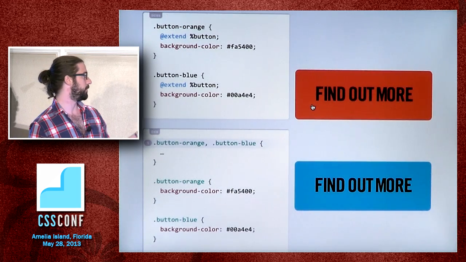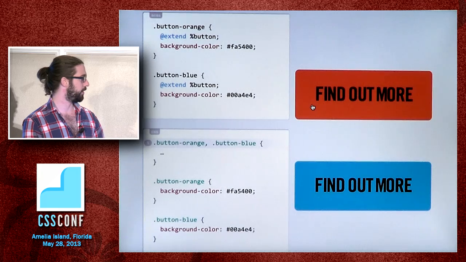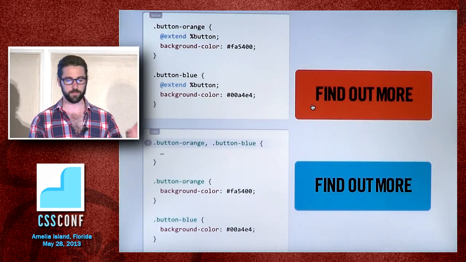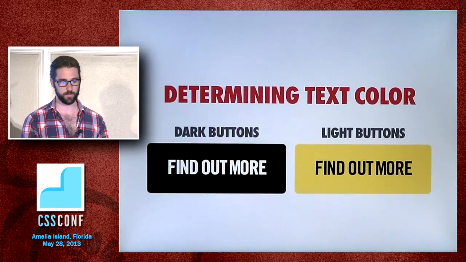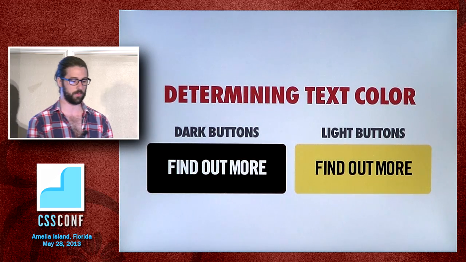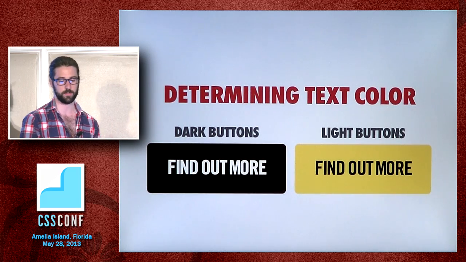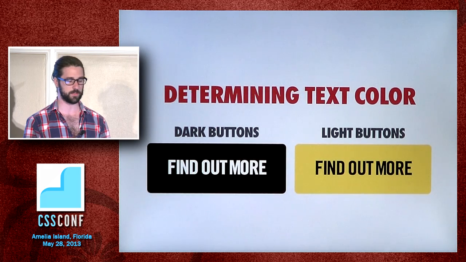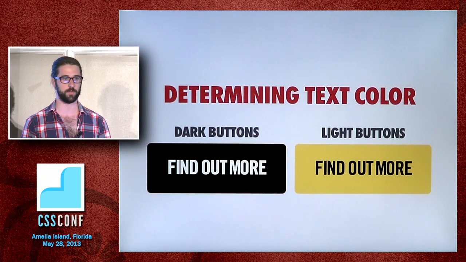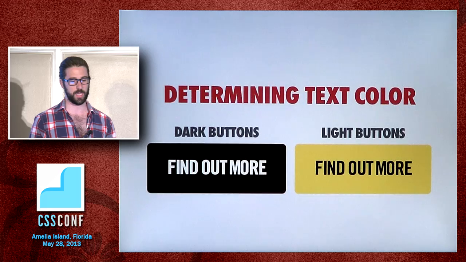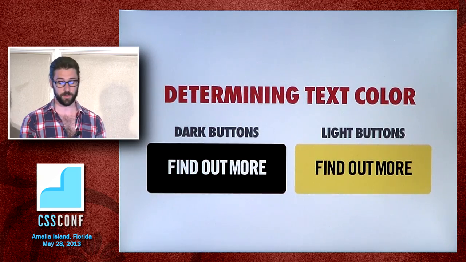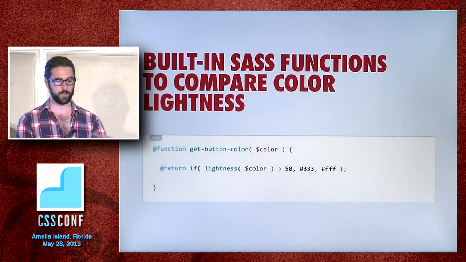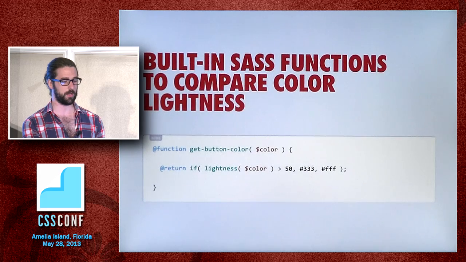So the only thing that's different is the background color here, and we're already running into a problem here because, as I said before, we want our dark buttons to have light text and our light buttons to have dark text. So let's see how we can use Sass to automate that translation process so that individual developers can't screw it up, basically. So we can use a built-in Sass function to compare color lightness.